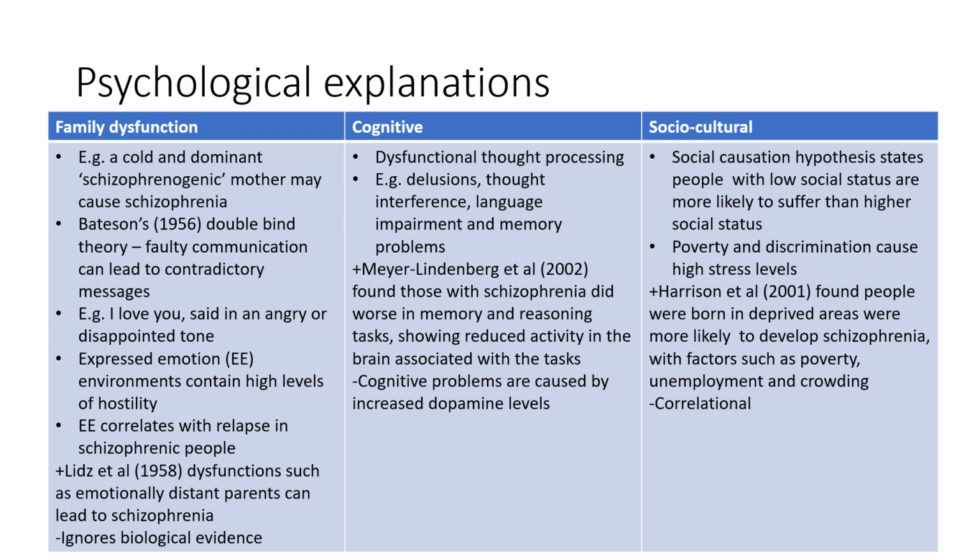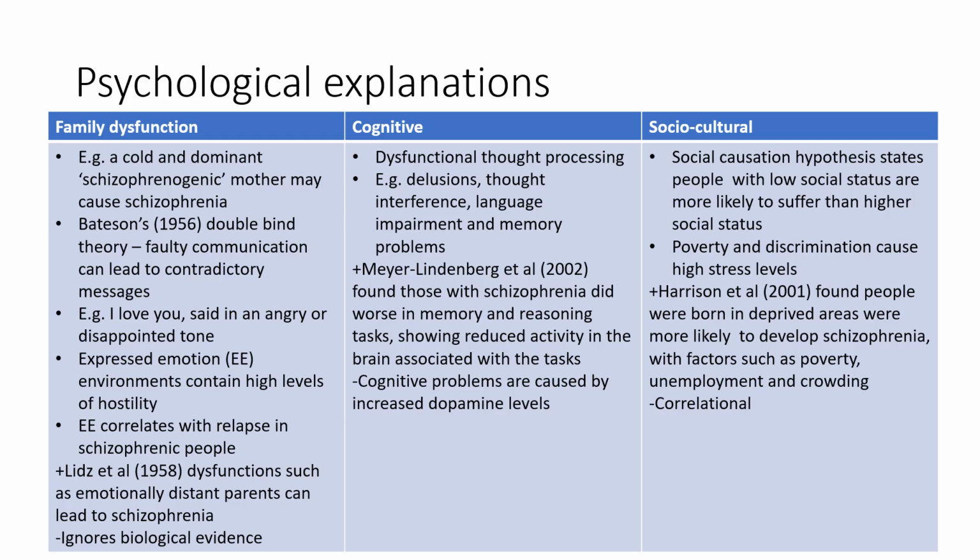And you've also got expressed emotion, and these expressed emotion environments can contain high levels of hostility and also criticism for the individual. This expressed emotion correlates with relapse in schizophrenic people. Lidz et al. in 1958 found dysfunctions such as emotionally distant parents can lead to schizophrenia, but it ignores biological evidence.